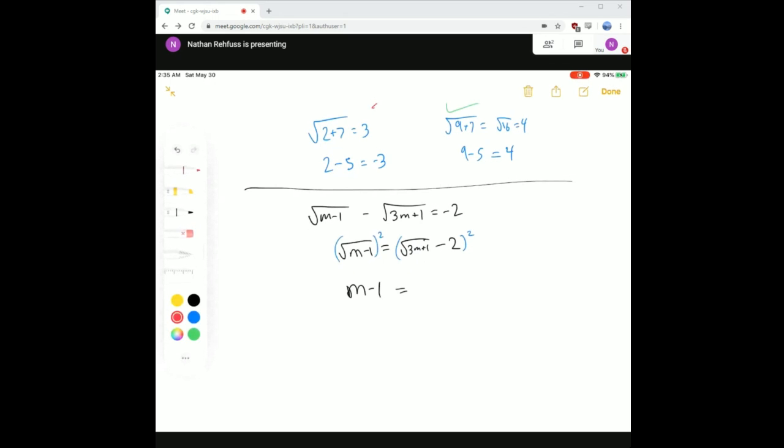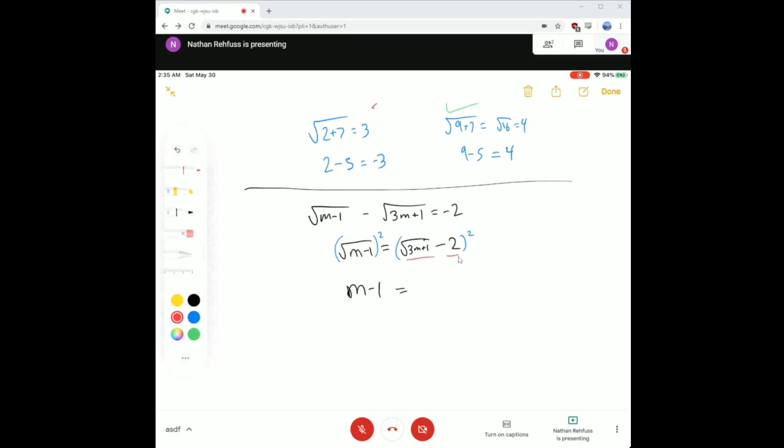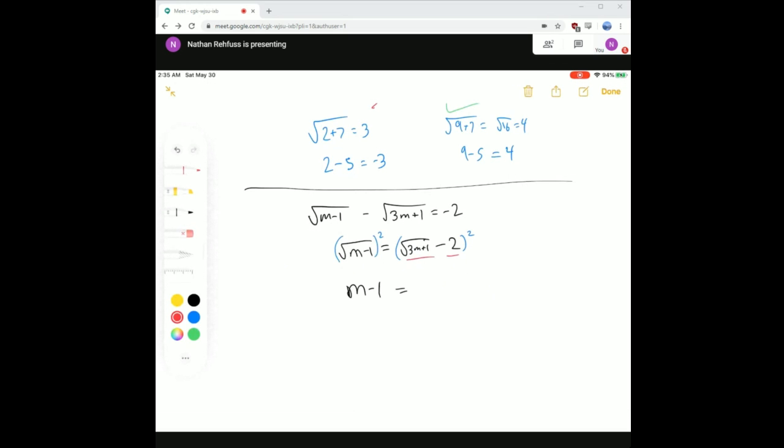On the right side, I'm going to have to FOIL this and this. So first is going to be root 3m plus 1 squared. Outside is going to be negative 2 root 3m plus 1. Inside is going to be negative 2 root 3m plus 1. And last is going to be negative 2 times negative 2. So what I end up with is 3m plus 1 minus 4 root 3m plus 1 plus 4.